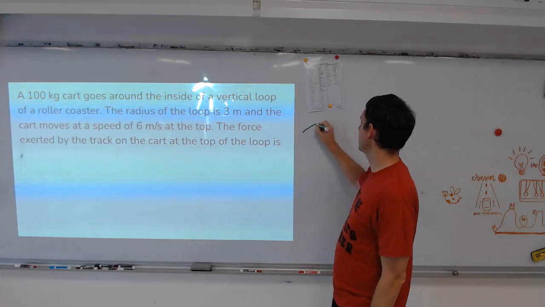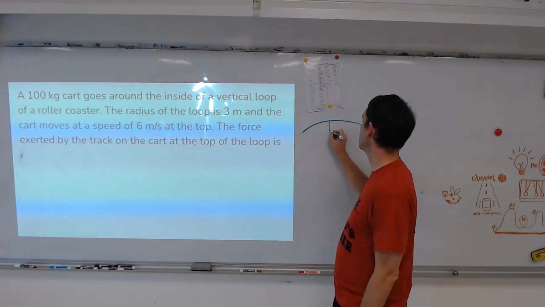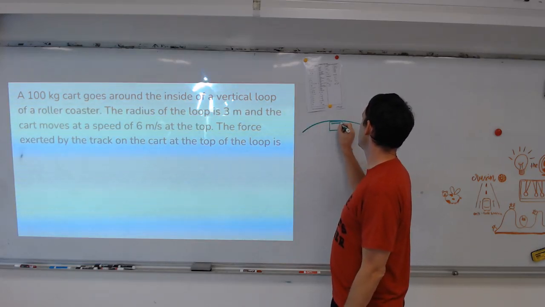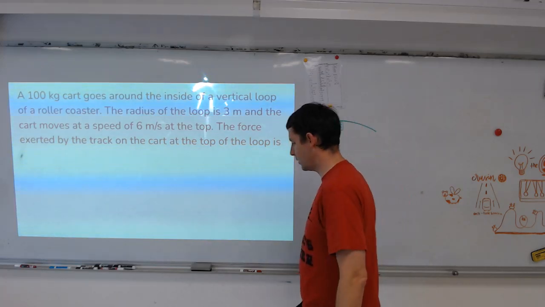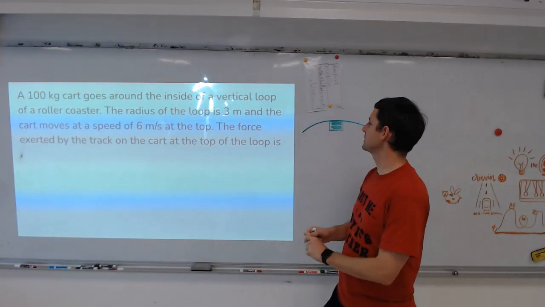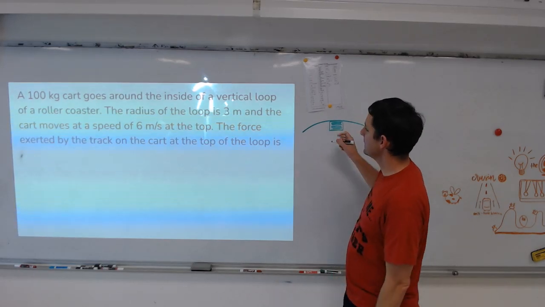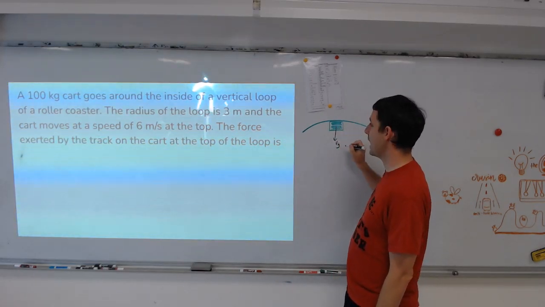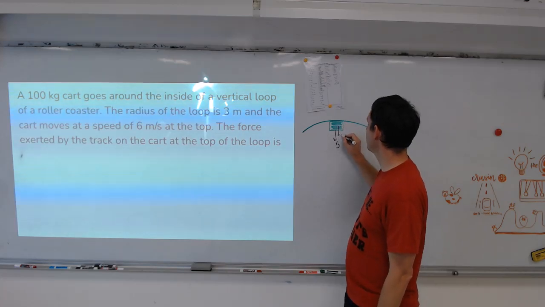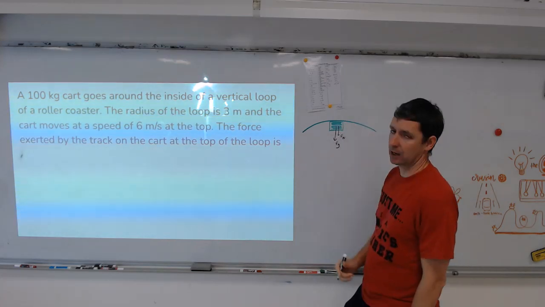So free body diagrams help me think about the situation anyway. And so I'm going to go ahead and draw my free body diagram. When I draw that, I'm going to say, well, there are 2 forces acting on the cart. Because it is under the track, I've got the force of gravity pulling down, and then I also have the normal force of the track pushing down.